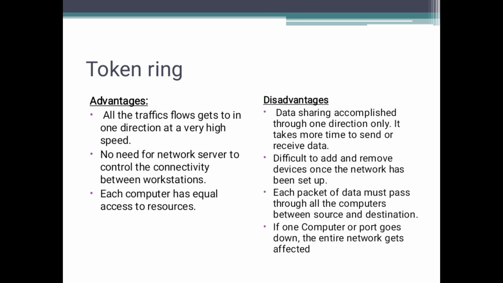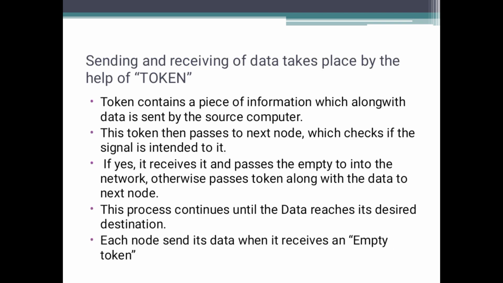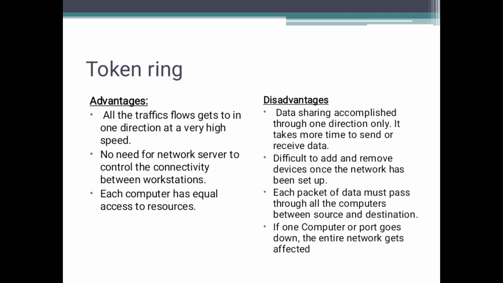Now let's see the advantages and disadvantages. The advantages of the token ring are that all the traffic flows in one direction at a very high speed. Another advantage is that there is no need for the network to control the connectivity between the workstations. Each computer has an equal opportunity of access.